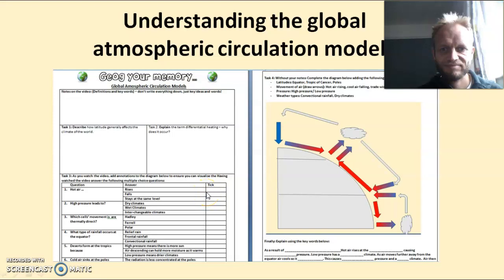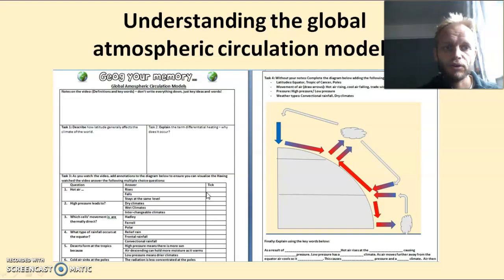Hi Year 11s, welcome to Jog Your Memory series where we're going to help you go over some of the things that you're finding most tricky. So you did a Google Forms and you voted on the topics you found most difficult, and our first one, most tricky, which somewhat unsurprisingly is atmospheric circulation models.